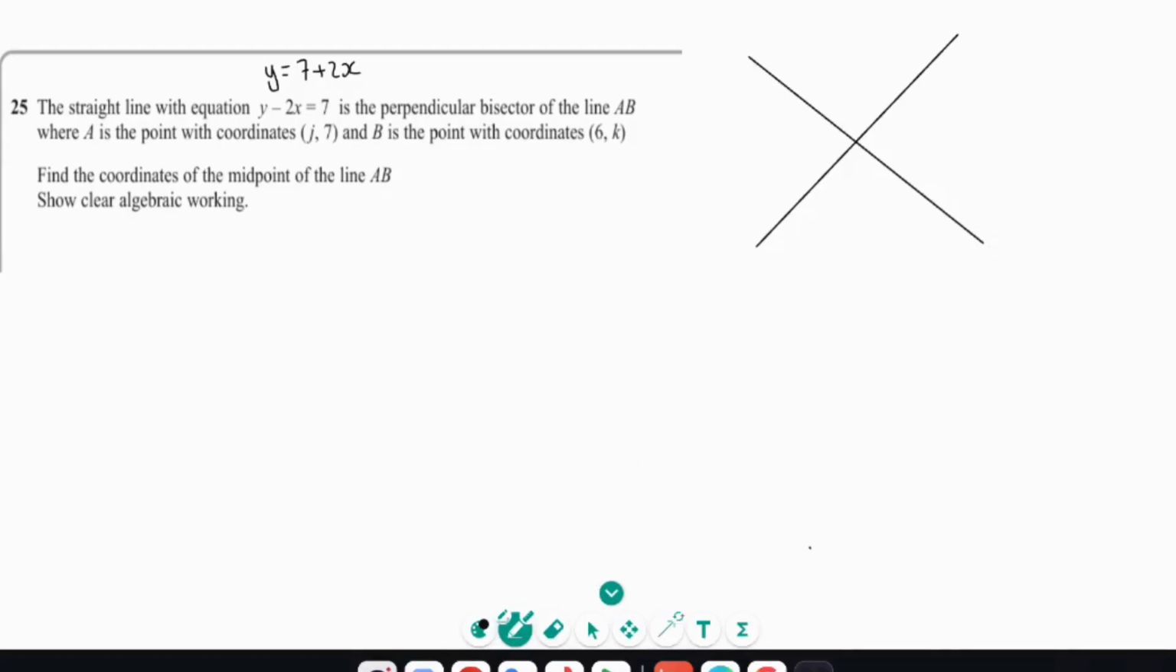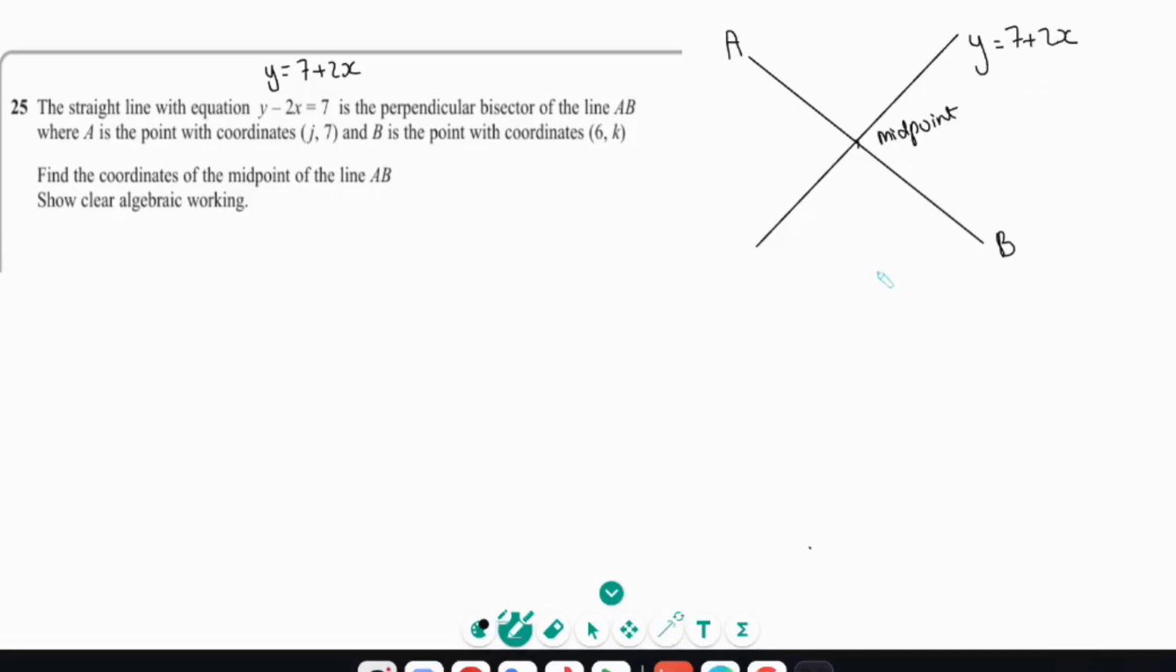So here we have the line AB. Perpendicular bisector means they cut through at right angles right in the middle of AB. This is the midpoint here of AB. And this is the equation y equals 7 plus 2x.